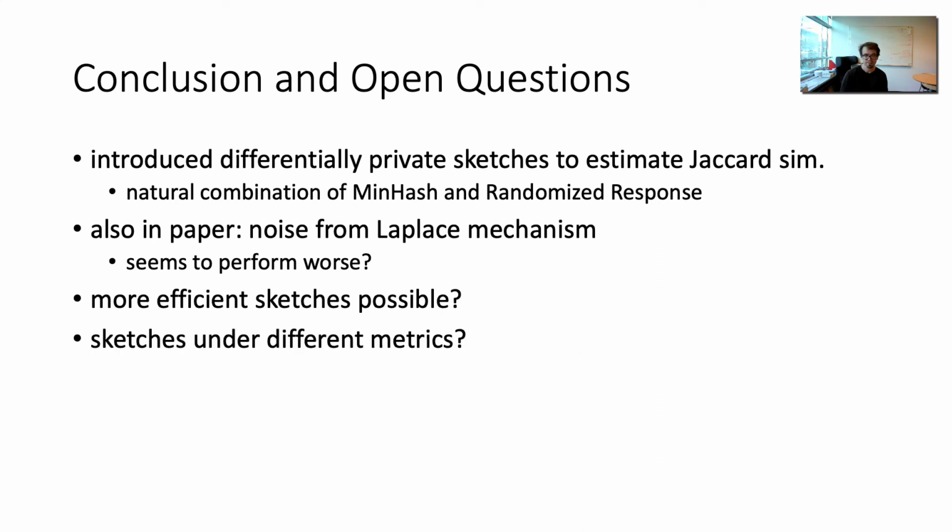That would be nice. And we did Jaccard similarity, and there are other papers who do this, for example, for Euclidean distance, but there is a whole spectrum of different metrics where you could ask these questions about finding nearest neighbors or similarity estimation under differential privacy.